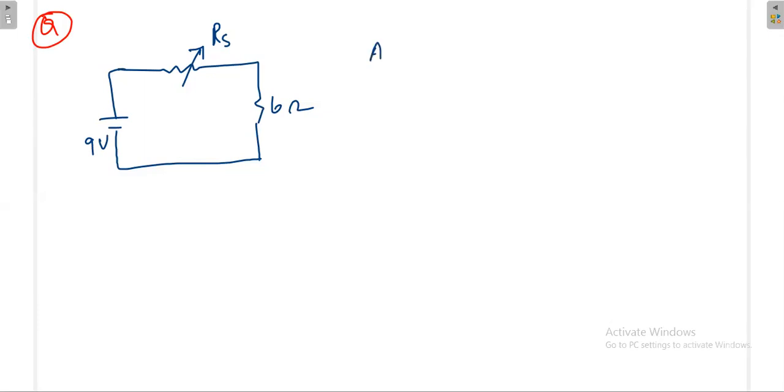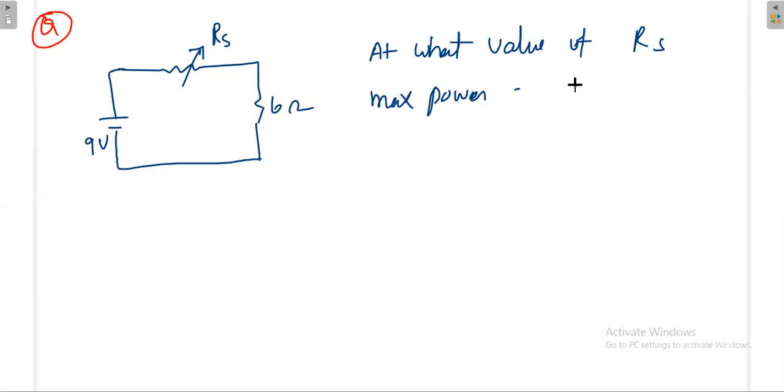So at what value of RS is the maximum power delivered to 6 ohm? Can I apply the maximum power transfer theorem here? Because I want to find the maximum power at one resistance, but that resistance is not variable, while some other resistance is variable. Can I apply the maximum power transfer theorem?